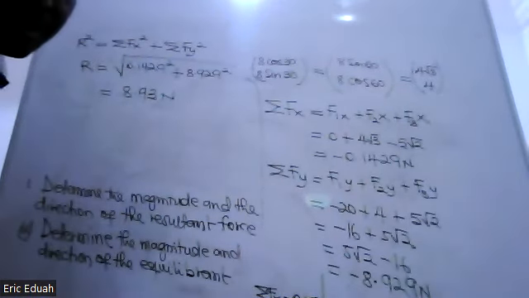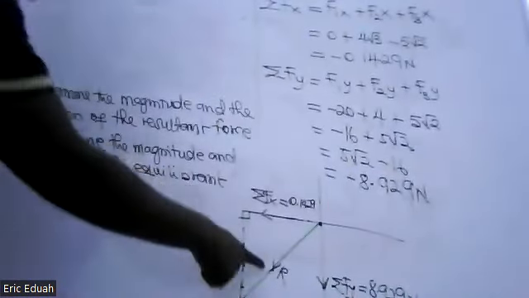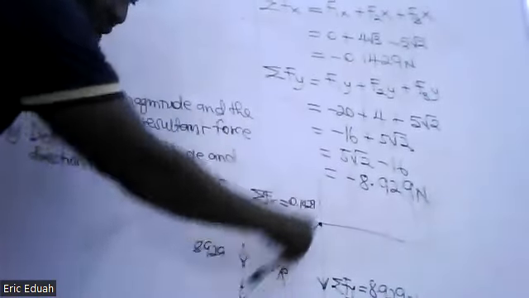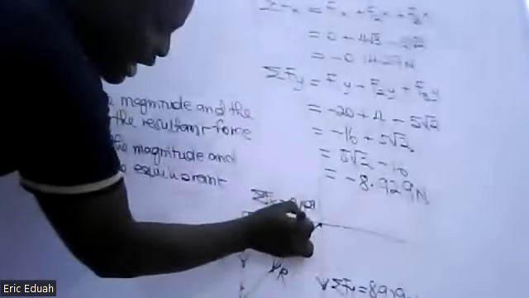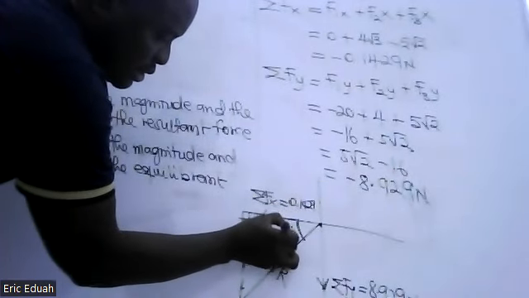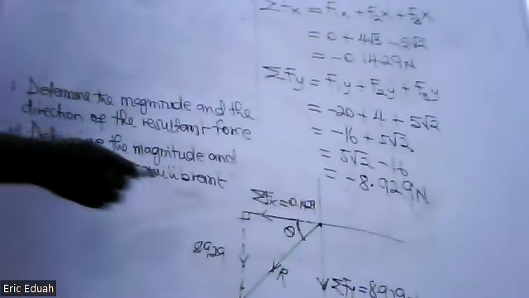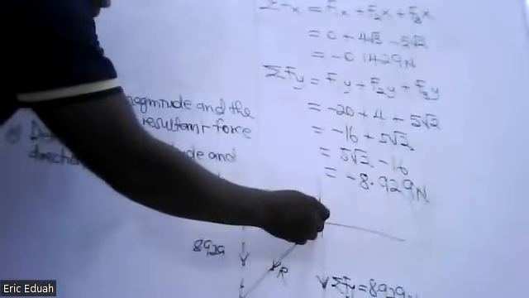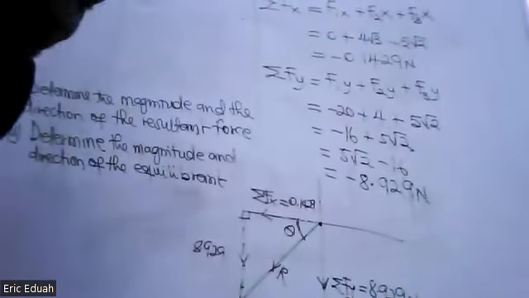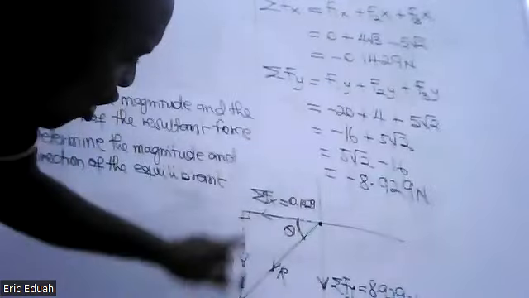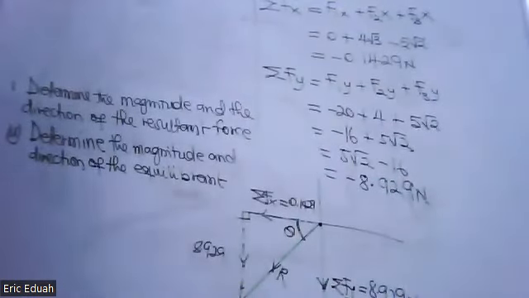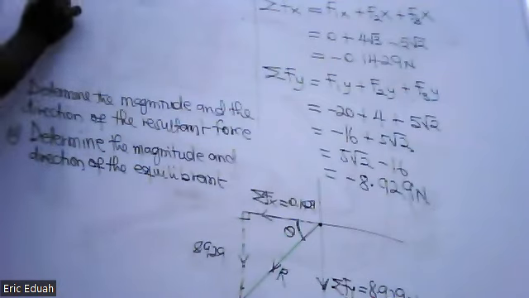Looking at what we have, let me adjust the screen. Please, if you are writing, I'll come back to it. So, looking at what we have, this is the direction of the resultant. So, the first thing I need to do is to determine this angle, theta. And because I have this, and even have the resultant, I can use any appropriate trig ratio to find the angle theta, because I have all the sides of the right angle triangle. So maybe I'm a friend of tan. So I want to use tangent.